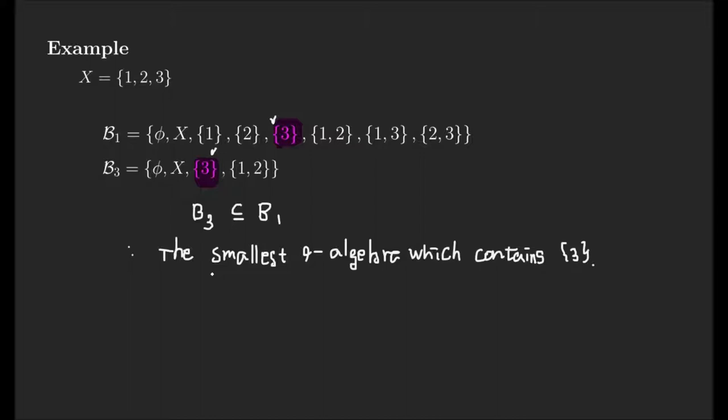Another intriguing and doubtful point is any other element which contains sigma algebra which contains 3. For example, if we consider B4, clearly these are required, and in this case, let's consider 3. I want to construct another element which contains 3, different from these two. Then this is not a sigma algebra because the complement, 2, 3, is also required.